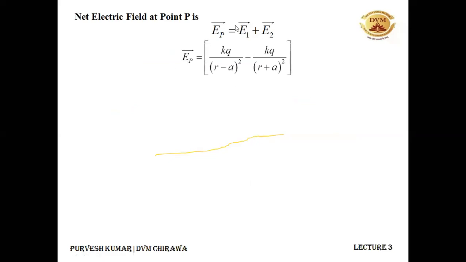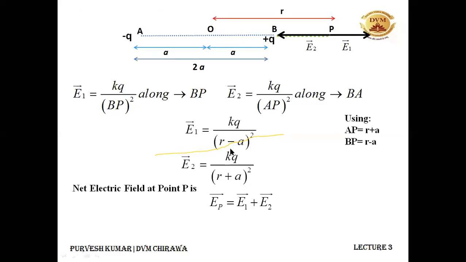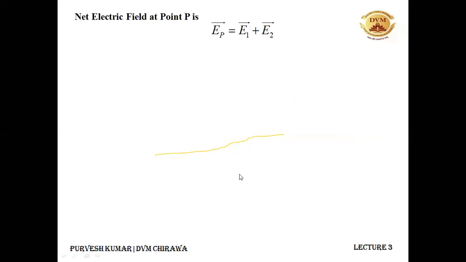So in place of E1, I can be writing KQ upon R minus A square. And in place of E2, I can be writing KQ upon R plus A whole square. I have put a minus sign over here. Why so? Because they are in opposite directions. That's why when we do the vector sum, we will just be subtracting them. And E2 was KQ upon R plus A square.